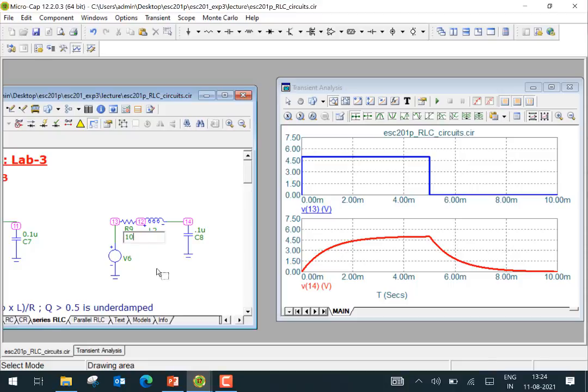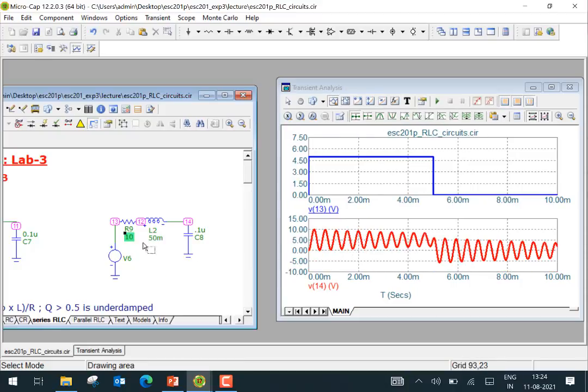So you can go back here and you can see these. When it is 10, there are very strong effects of resonance here. So the oscillations take a lot more time to die down. And this 5 millisecond is not enough for the output to settle down here, right?